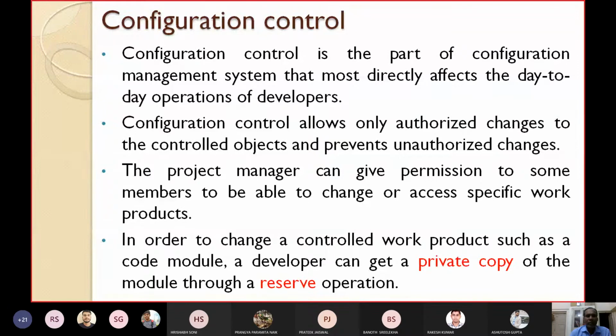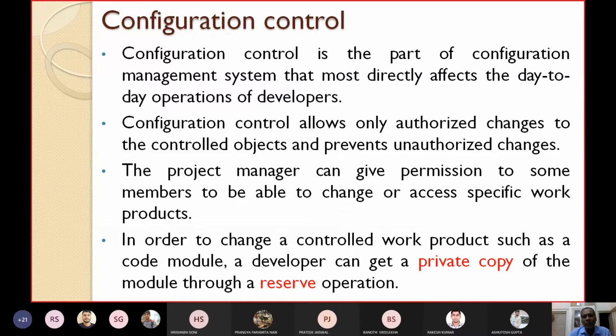This configuration control allows only authorized changes to the control objects and prevents unauthorized changes. So only those who are authorized can make changes. Unauthorized persons cannot make any changes on any of the work products. The project manager can give permission to some members to be able to change or access specific work products. So the project manager can give what? Permission, authorization to only some members. Those can change or access specific work products.